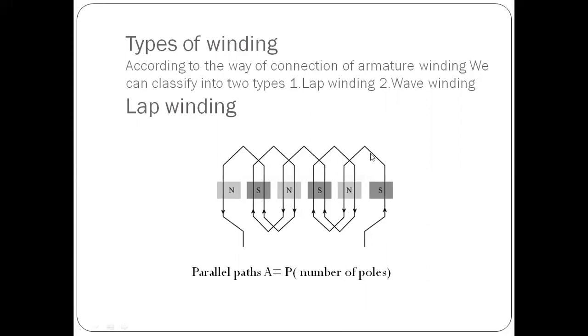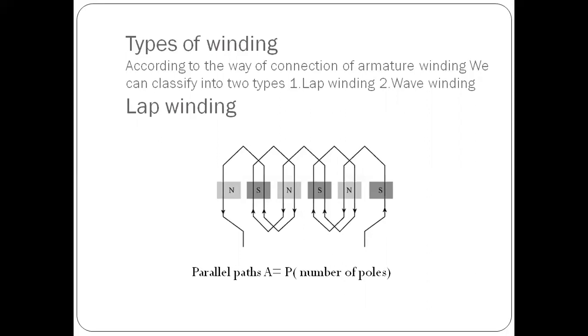So the parallel paths depend on what? The parallel paths depend on the number of poles here. Number of poles, that is the lap winding. From the diagram we can observe that there is an overlap. Simply, we can say there is an overlapping of winding as it proceeds. It will overlap in one slot and proceed, overlap in one slot and proceed. Like that, continuously there is overlapping and continuation of winding.